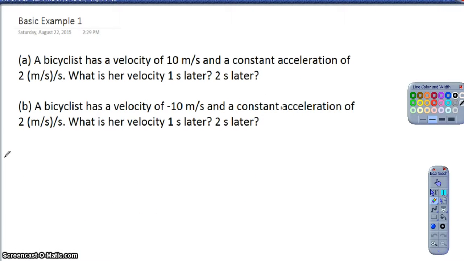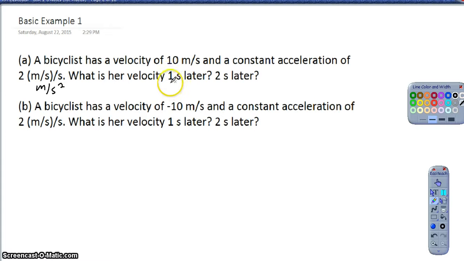Again, hopefully most of this is review. This example here is very straightforward. The reason I threw it in is just to make sure we don't lose sight of what acceleration actually means. So a bicyclist has a velocity of 10 meters per second and a constant acceleration of 2 meters per second per second. Notice, yes, this is the same as meters per second squared, but the reason that I listed it out like 2 meters per second per second was so that we think about what acceleration actually means.